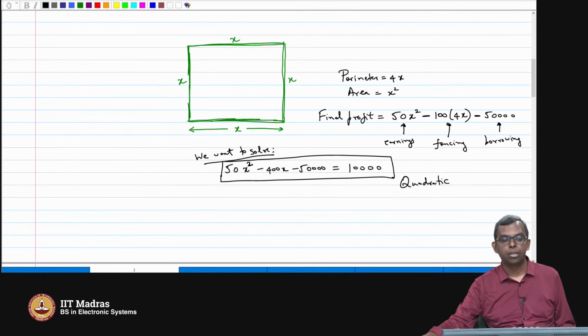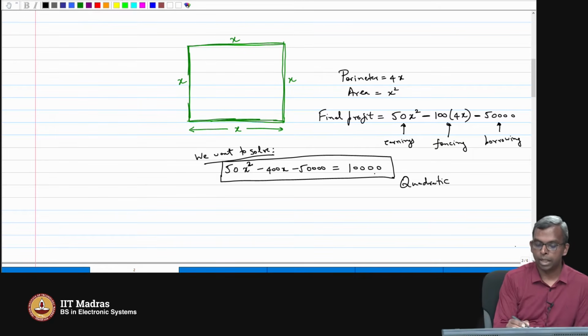If you remember, the farmer needs to decide this side x, how big a field he has to cultivate. He's borrowed some money, he's getting some return per square feet, he's spending some money per feet of the perimeter in the fencing, and we got this equation, right? 50x squared minus 400x minus 50,000 equals 10,000. Now in an equation like this, it turns out you can divide throughout by 50 to make your life a little bit easier. So one can do that.